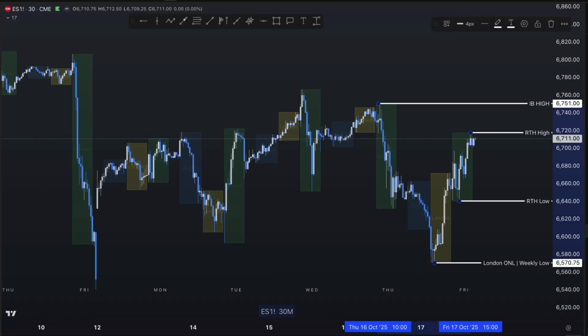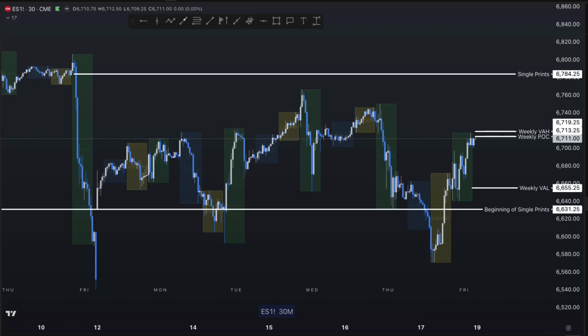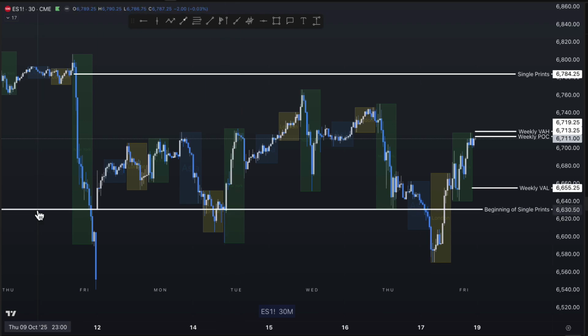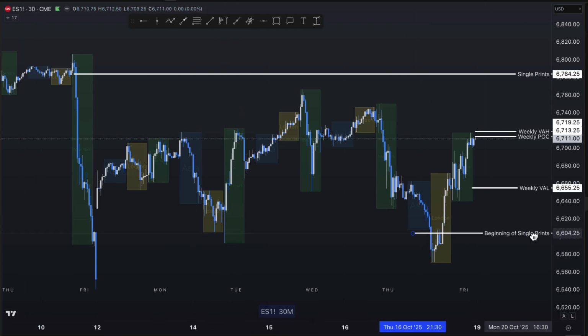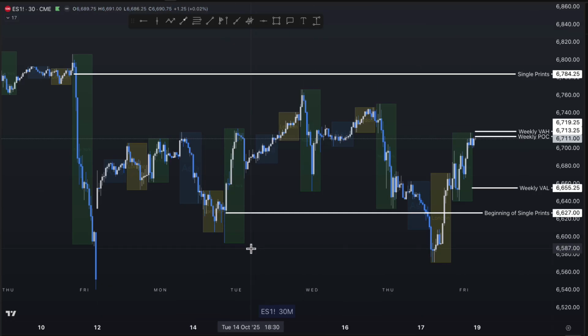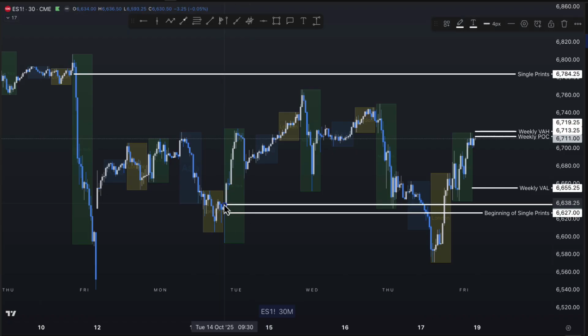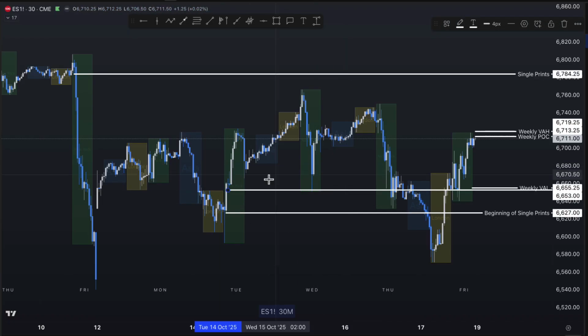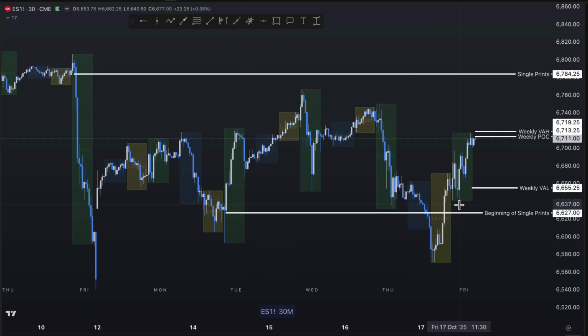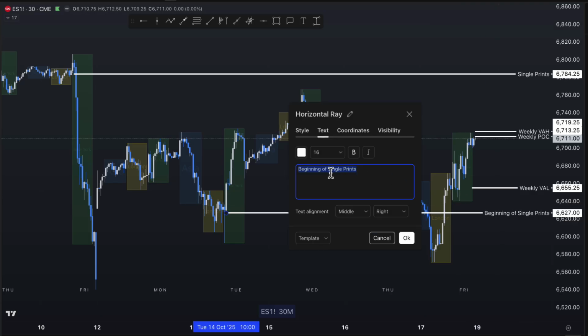Let me turn that back on and make sure there's nothing else I need to mark. Beginning of single prints, don't need that anymore. However, I am going to keep that, but I'm going to change where that's anchored. Here we got the beginning of these A period single prints. These single prints were filled with a nice little bounce. The beginning of these single prints had a nice little bounce there. So don't need that. All right. Beginning, and I'm going to rename this beginning of the A period single prints. Okay. Not tested RTH.